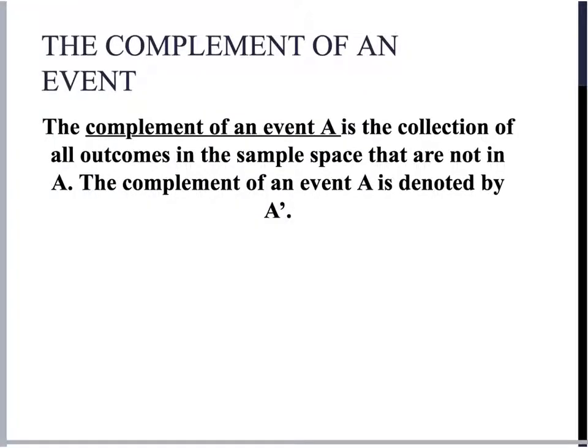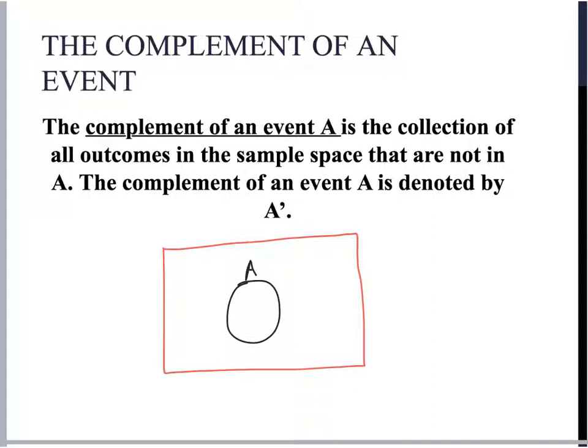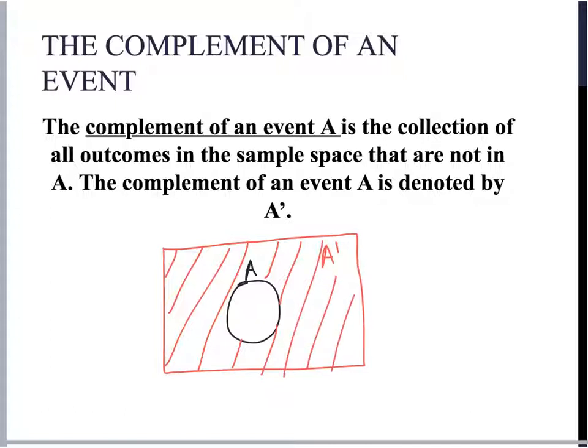All right, so the complement of an event A is the collection of all outcomes in the sample space that are not in A. The complement of an event A is denoted by A prime. So, for example, if I had a sample space, this is my entire sample space, but really I'm mostly just talking about A, okay? So the complement of A is everything that is not in A, okay? So what we would do is we take the whole and subtract it from what we know A to be.